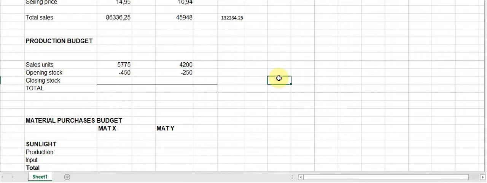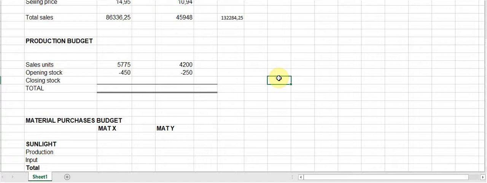Please note how we minus the opening stock. This is a mistake that students make. The opening stock is minused because we are busy with the production budget. And in the instance of the production budget, you will find that the opening stock is already readily available in the storeroom at the beginning of the year. So therefore, that is not a portion that needs to be produced. And therefore, we will minus it because we don't have to produce it.